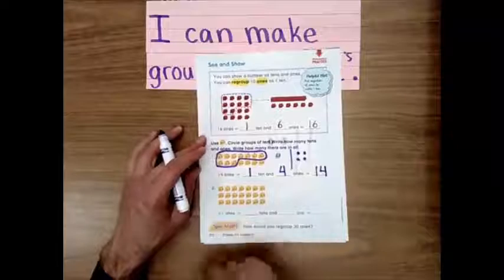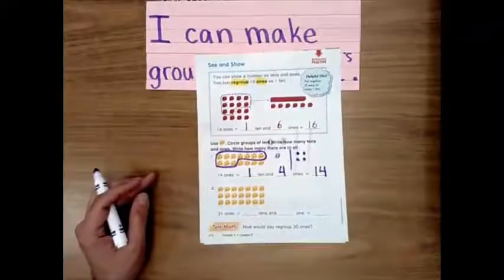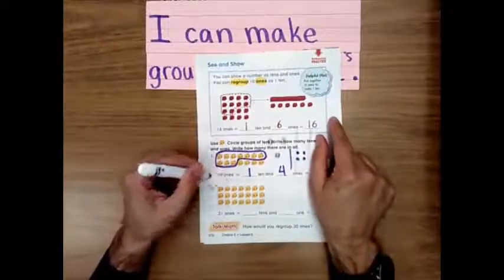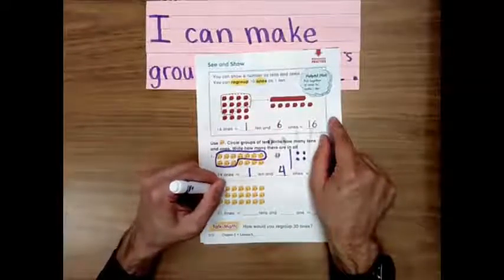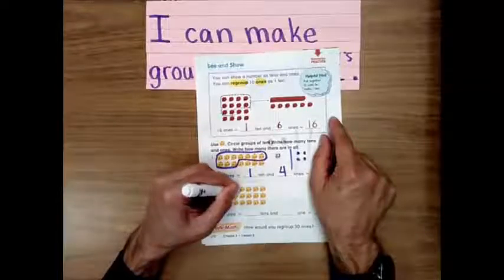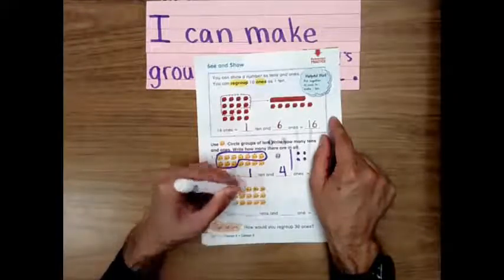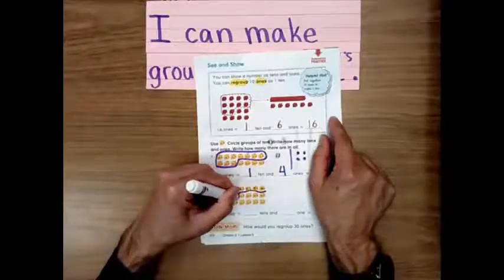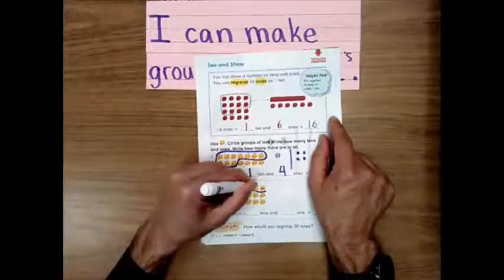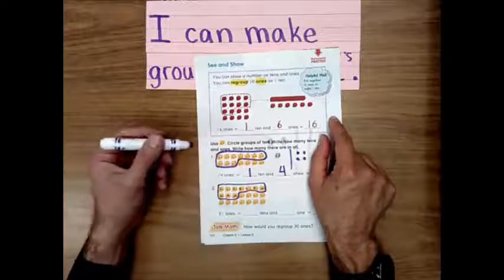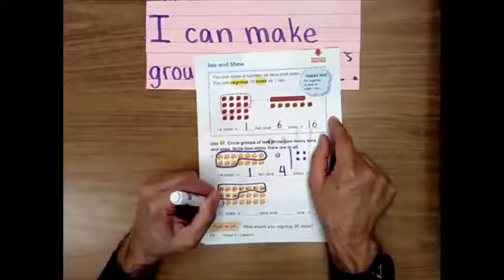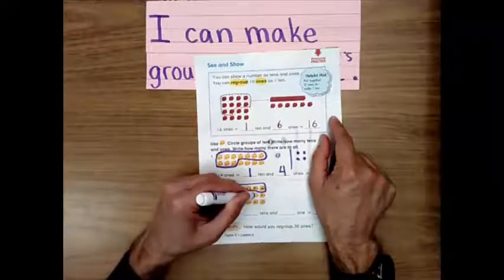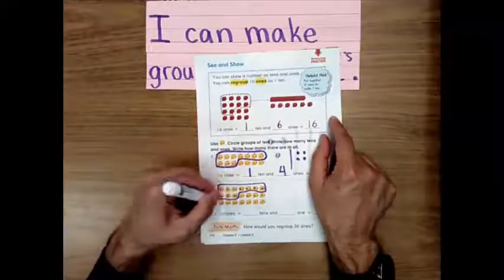Okay. So let's do number 2. Now, again, I'm going to circle groups of 10. So let's see. 1, 2, 3, 4, 5, 6, 7, 8, 9, 10. So I'm going to circle that group. And do I have room for another one? Let's see. 1, 2, 3, 4, 5, 6, 7, 8, 9, 10. I do.